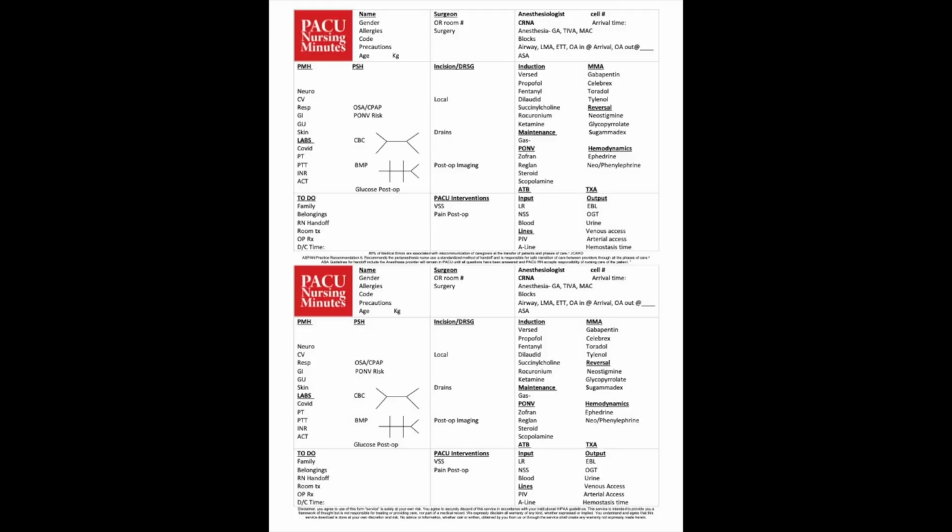Then we move over to the right-hand side of the report sheet, which is the anesthesia side. So it's the anesthesiologist or the CRNA's name, their cell phone number or their extension, the arrival time to PACU, the type of anesthetic, if they have a block on board, and then airway management. And then I always throw in the ASA just so I know what kind of comorbidities I'm dealing with. And as you get fluent in PACU, you'll be more attuned to listening for that in report.